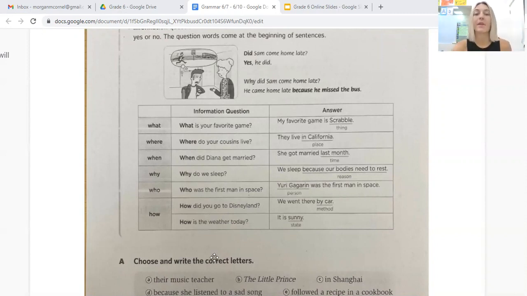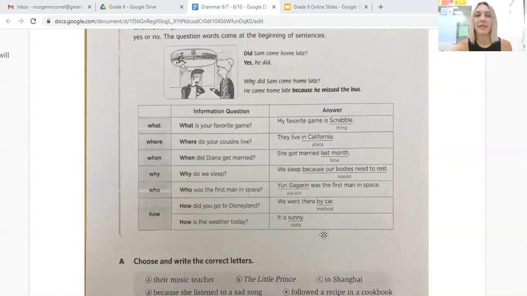That's a method. Or if we're asking about the state of something, how is the weather today? Our answer, it is sunny. Now, not a state like in the United States. A state means kind of like a condition. How are you feeling? I'm feeling okay. That's also a state. You're feeling okay.